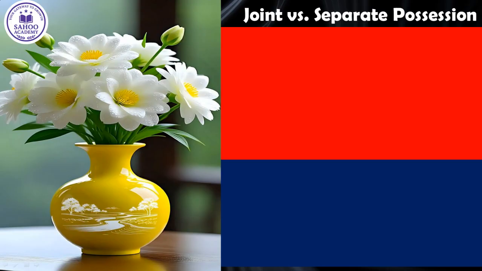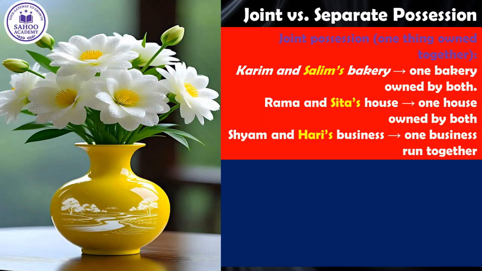Now let us understand the difference between joint possession and separate possession. First, look at the red box. Joint possession means one thing is owned together by two or more people. In this case, we add apostrophe s only to the last noun. Look at the examples here.